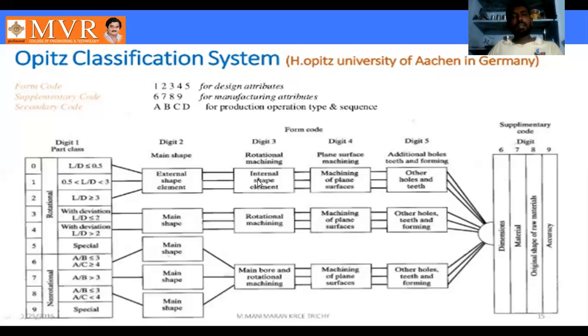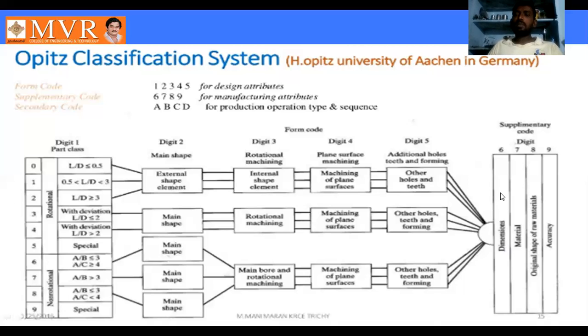After that we can go for internal shapes. So see here, a rotational machining one, digit 3. After we are getting external and internal elements, shape of the elements, we can go for machining one, machining of the plane surface one. So we can go for digit 4 1. Often machining is completed, external internal elements are completed, and we can go for other holes and teeth work. So in this machining operation we can give the holes and teeth also. This one is completed, holes and teeth also completed. We can go for dimensions.